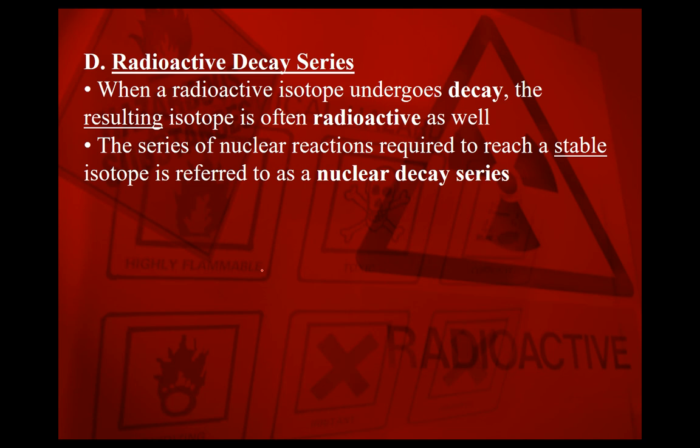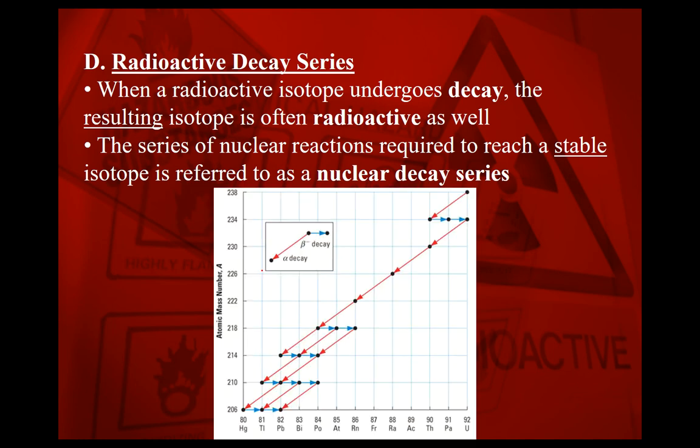So then the daughter isotope would undergo radioactive decay, and it would produce another isotope, and that one would also be unstable, and it would undergo radioactive decay. So the series of all these steps required to eventually get to a stable isotope is what we refer to as a nuclear decay series. Okay, so here's an example of one.